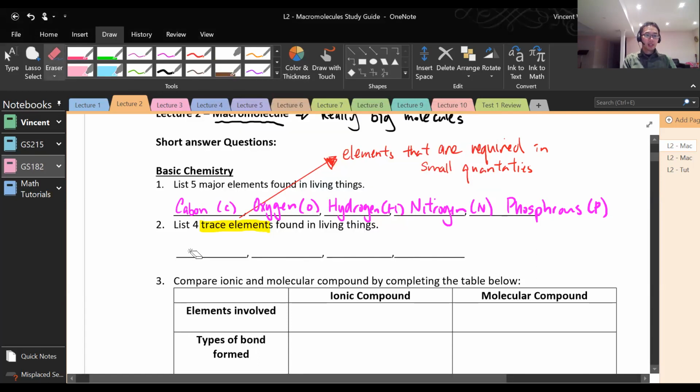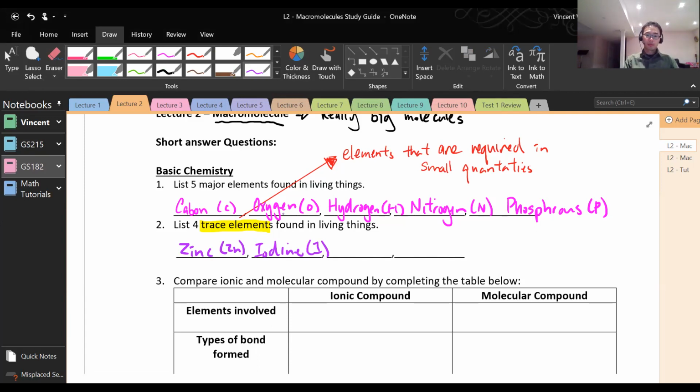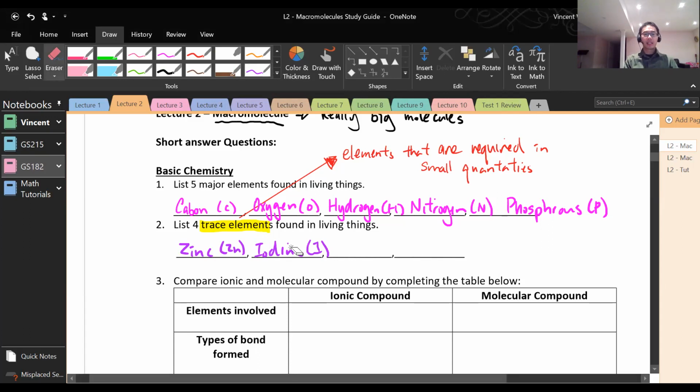Some people have already mentioned some examples of trace elements, so I'll just write them down. Someone says zinc. That's important for your defense system. Iodine. That's important for your thyroid gland, which is right here. The thyroid gland makes 2 hormones called T3 and T4, and they use iodine as raw material. Those hormones are important for regulating your metabolism. Another one is calcium.